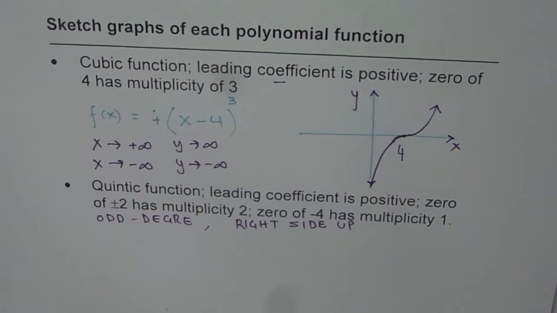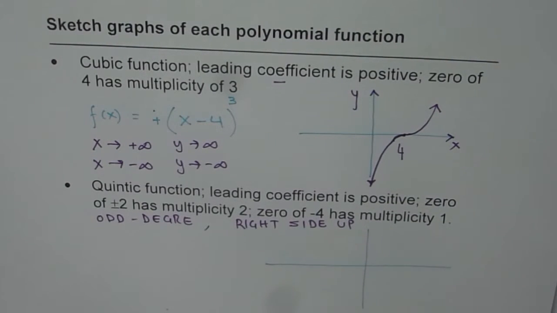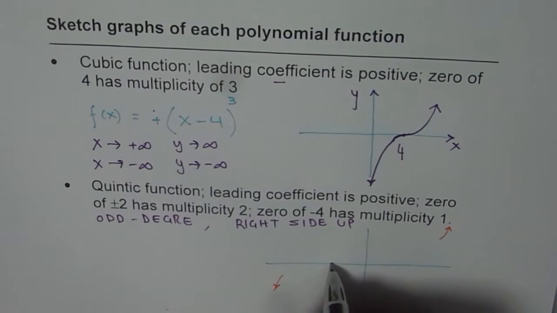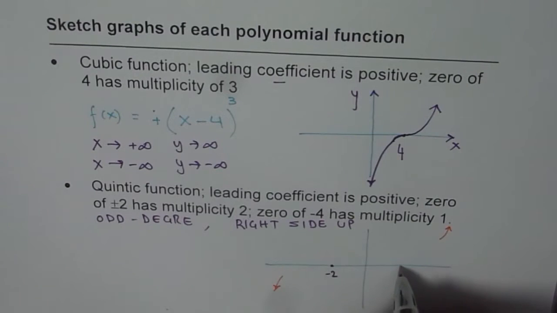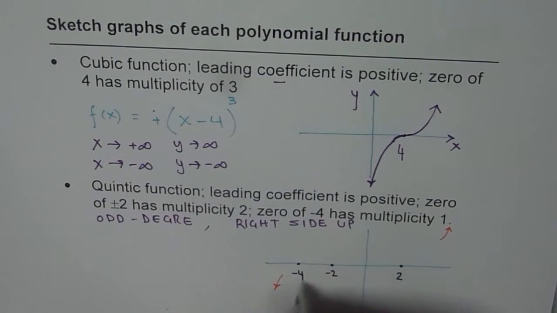So with this given information, you can easily sketch the graph of this polynomial. We know right side is up, odd degree, so that is kind of right side up, and left side should be down. Odd means opposite ends, right? Now zeros are given at plus minus 2, so let us say this is minus 2 for us, and this is plus 2. Okay, and then we have zero at minus 4, so this is, let us say, at minus 4.